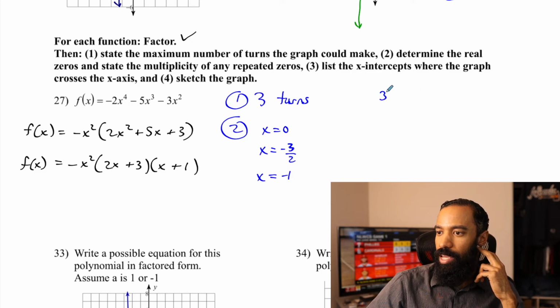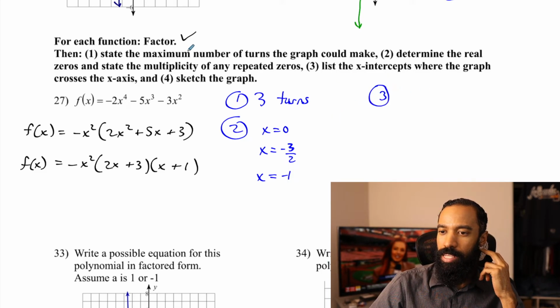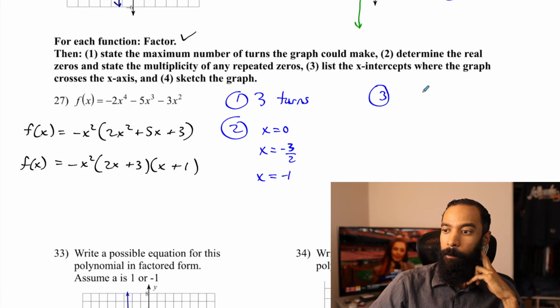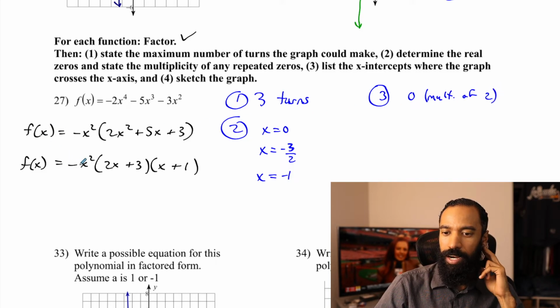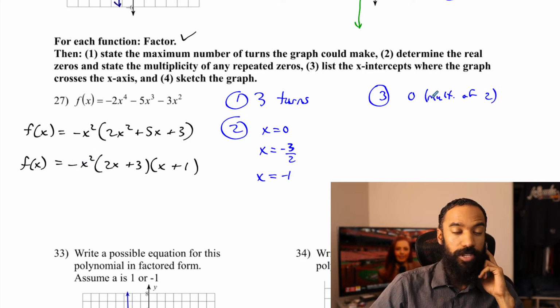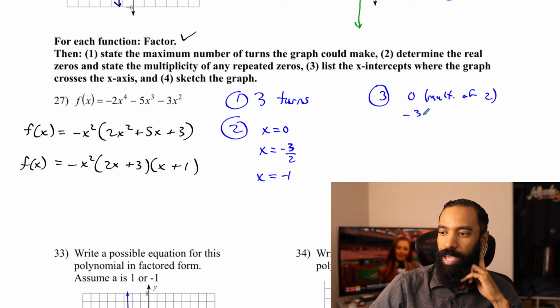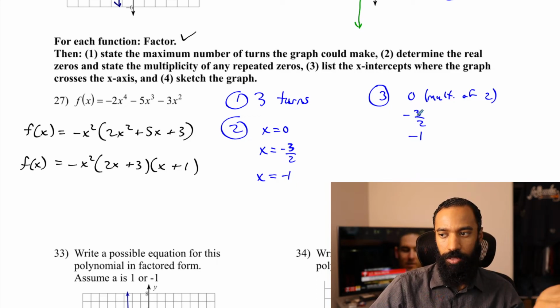3. List the x-intercepts and the multiplicities of any repeated zeros. 0 is one of them, and that has a multiplicity of 2. That's where you see that x squared. Multiplicity of 2 right there. That x squared means it'll bounce off that 0. Negative 3 halves is the other one, and then negative 1 is the other one. No different multiplicities. That's all that they are.